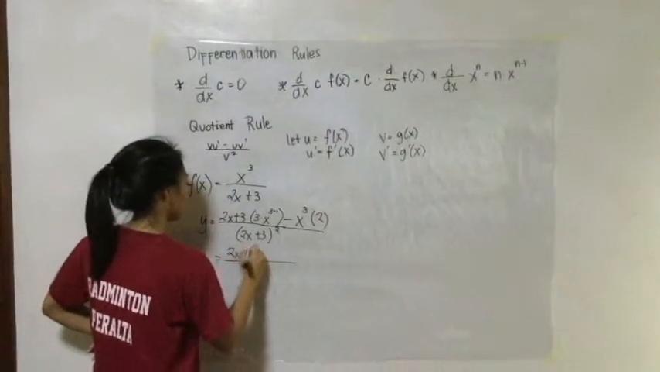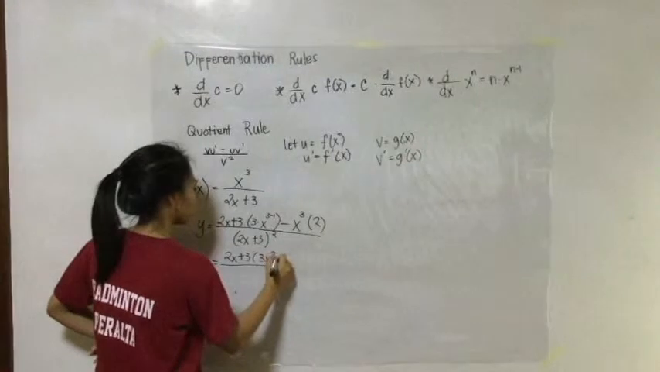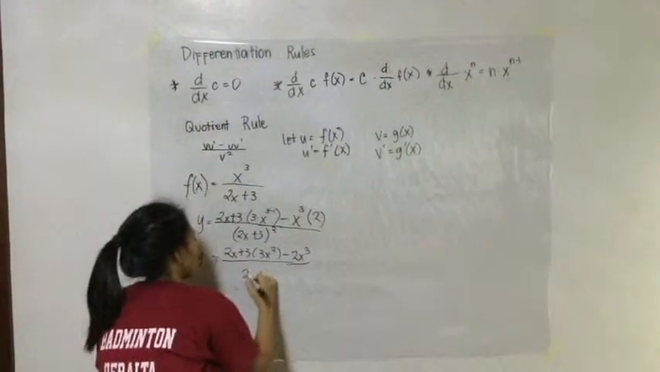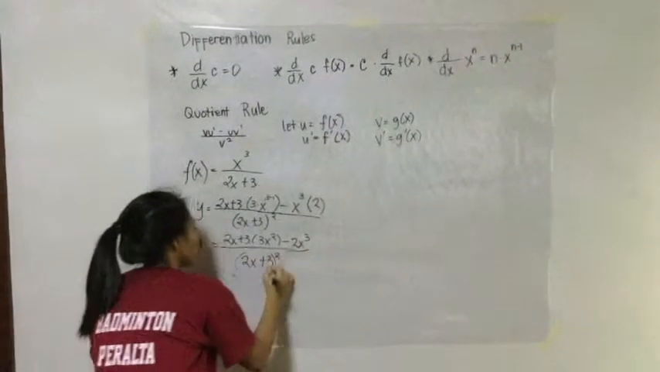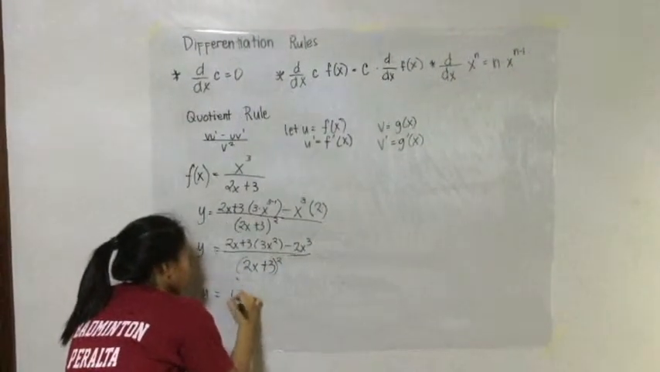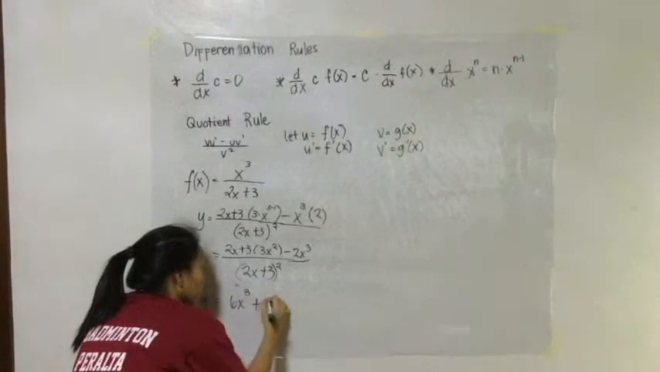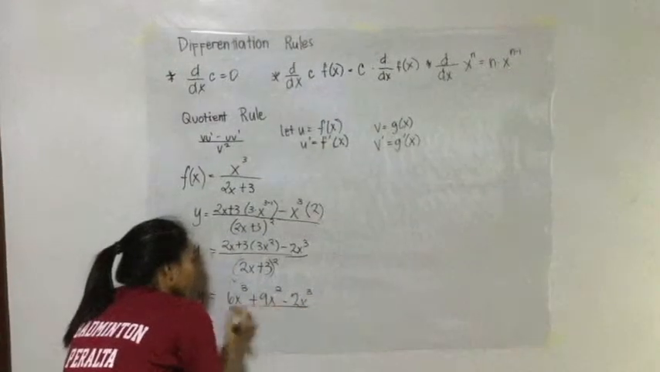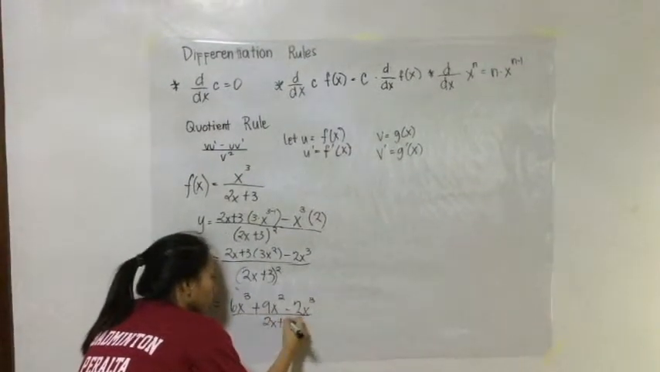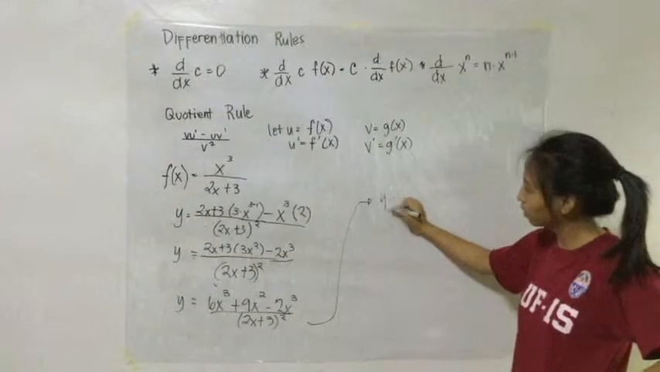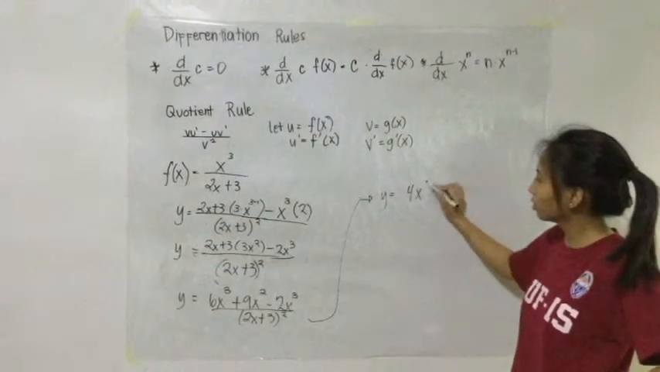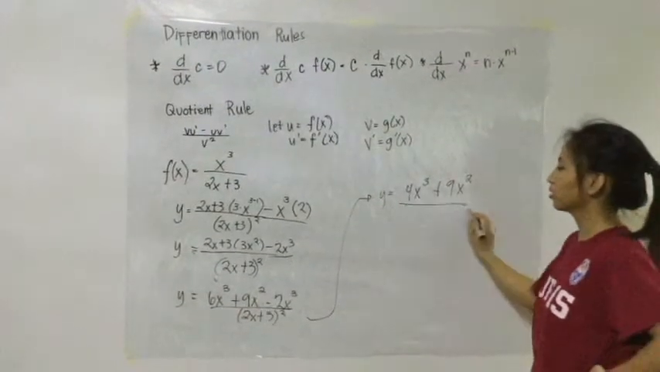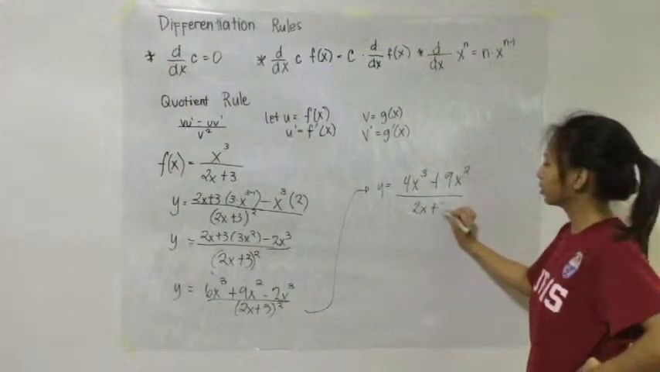Y prime is equal to 2x plus 3 times 3x squared minus 2x cubed all over quantity of 2x plus 3 squared. Y prime is equal to 6x cubed plus 9x squared minus 2x cubed all over quantity of 2x plus 3 raised to 2. Y prime is equal to 4x cubed plus 9x squared all over quantity of 2x plus 3 squared.